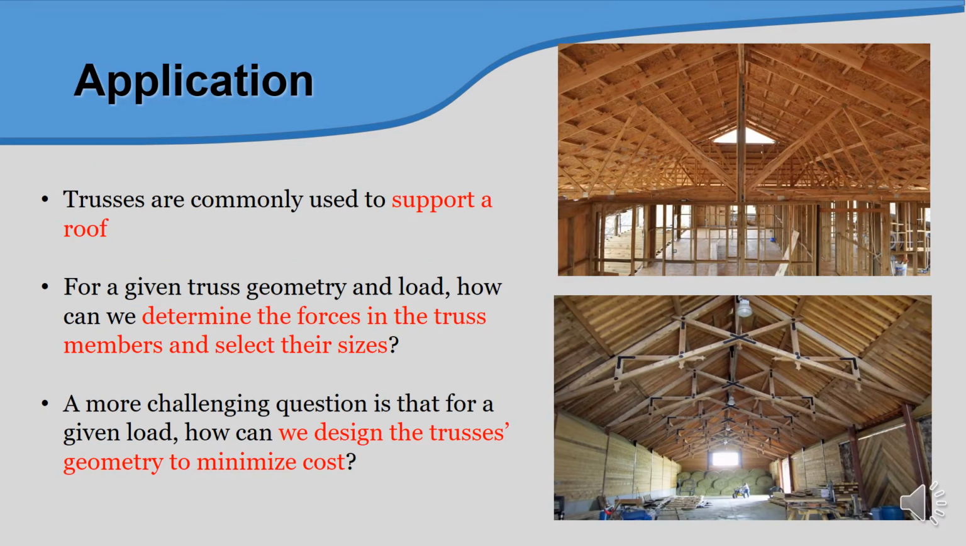Okay, for this application, basically trusses are commonly used to support a roof from your house, a roof from an auditorium, a roof from a stadium, and many more. So there is a question we need to consider. For a given truss geometry and load, how can we determine the forces in the truss members and select their size? And a more challenging question is, for a given load, how can we design a truss geometry to minimize the cost?